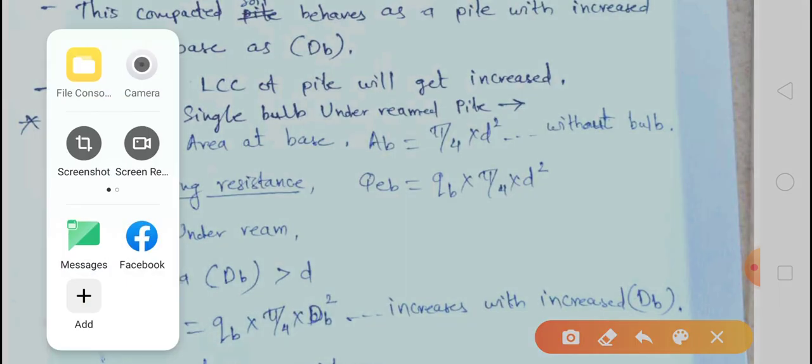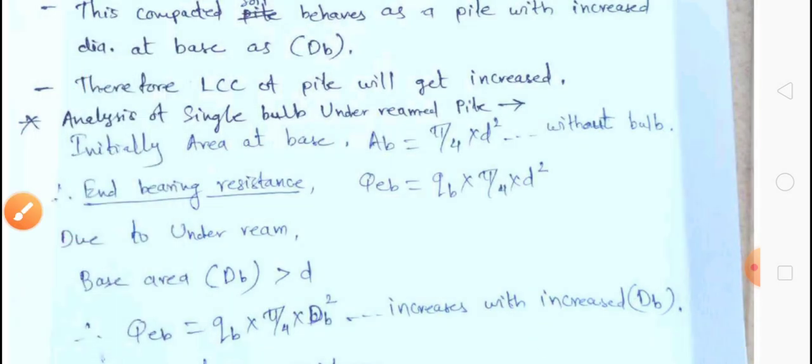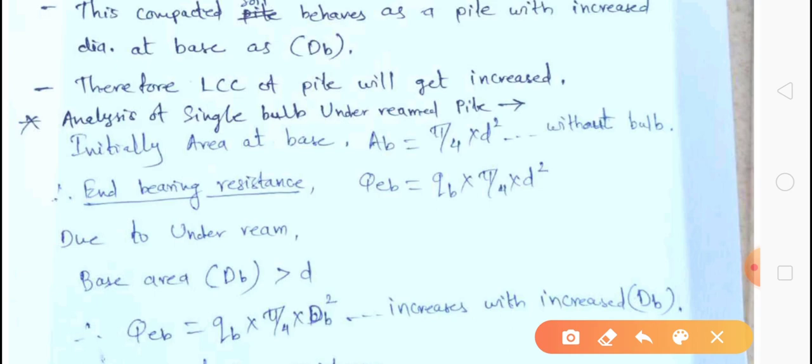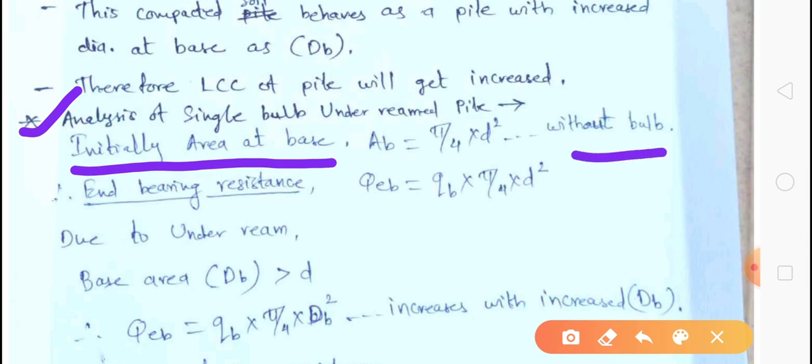So analysis of single bulb under-rim pile. Initially, the area at the base is small, with the diameter small d, that is without bulb. It will be AB equal to pi by 4 d square.